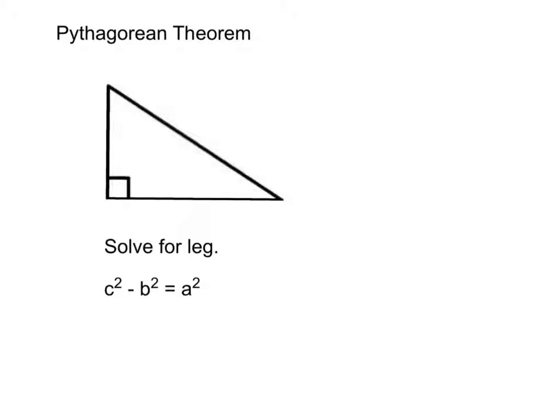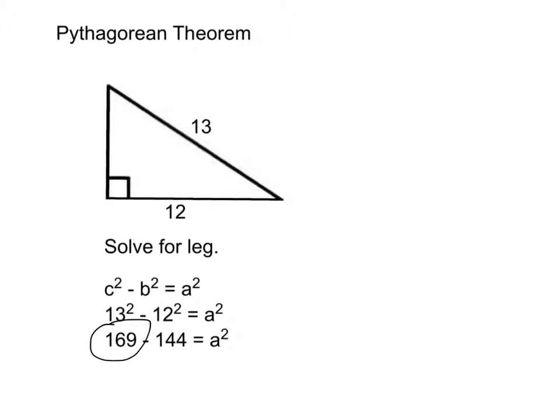When we begin solving for a leg, again, label your parts, C, A, and B. In this particular problem, we have 13 and we have 12. Replace C with 13, replace B with the 12, and begin to solve. 13 squared is 169, and 12 squared is 144. With those two numbers in our formula, we now need to subtract. 169 take away 144 leaves us with 25.